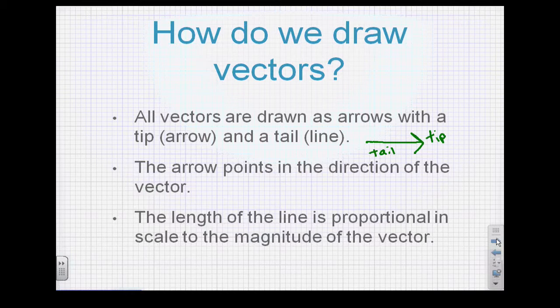And then the length of the line, the tail, is going to be proportional in scale to the magnitude of the vector. So for example, if I draw a vector that represents 5 meters per second velocity to the east, I might draw it like this. And if I wanted to represent another vector that was twice the magnitude, or 10 meters per second to the east, I would just draw it twice as long, but pointing in exactly the same direction.